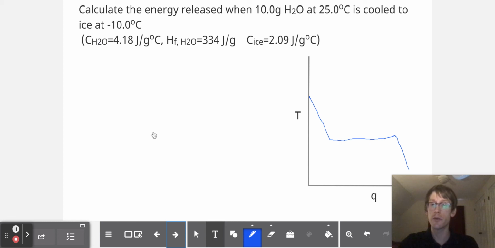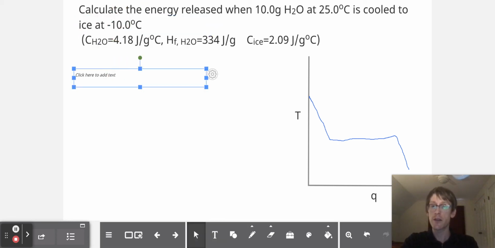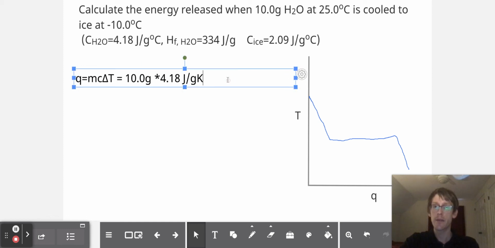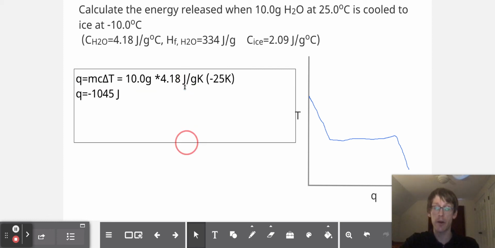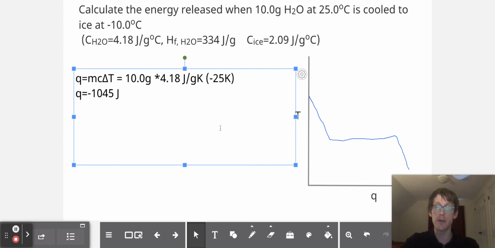The first one, we're going to do Q equals MC delta T. This is going to be equal to the 10.0 grams times the specific heat of water, 4.18 joules per gram degree Celsius or Kelvin. So that's M times C times the final temperature minus the initial, which is 0 minus 25.0 Celsius, a temperature change of negative 25 Kelvin. And what this comes out to is negative 1045 joules. So that's our first step, going from 25 degrees Celsius down to the freezing point.